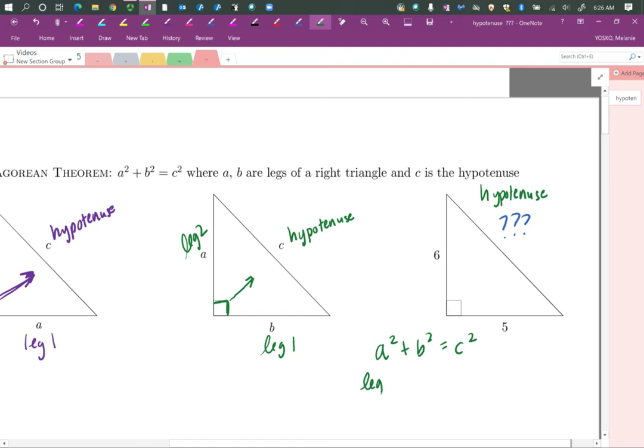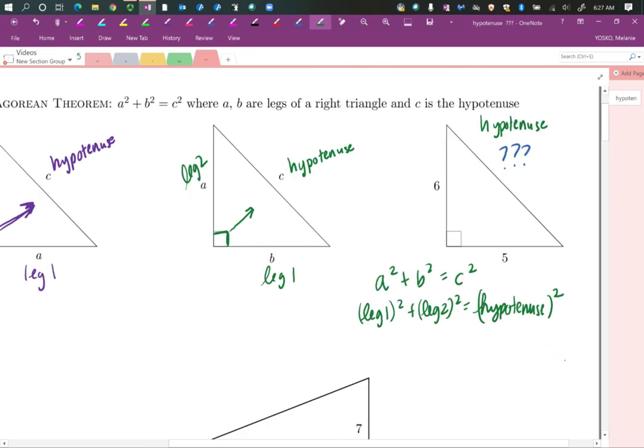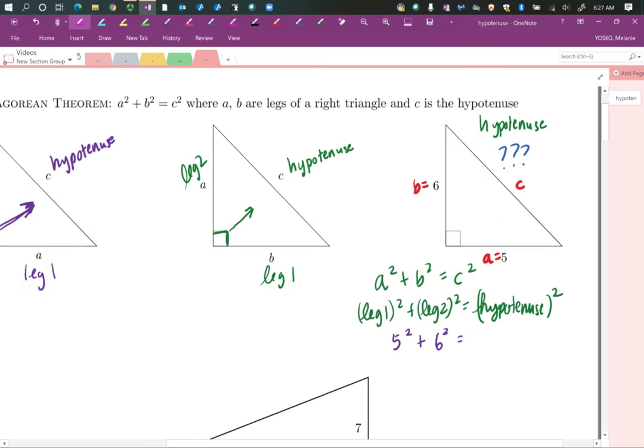We know a squared plus b squared equals c squared. Another way to think about this is leg 1 squared plus leg 2 squared is equal to the hypotenuse squared. Okay, so if you want to, you could call this A, this could be B, and then we're looking for C. If we do that, then A is 5, so you have 5 squared plus B is 6, so we're going to look at 6 squared, and that's equal to C squared. C is your hypotenuse. We don't know what that is, so I'm going to write it as a C.